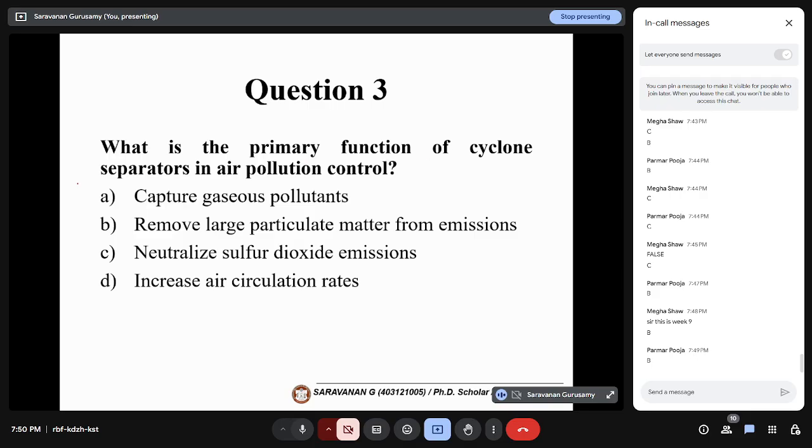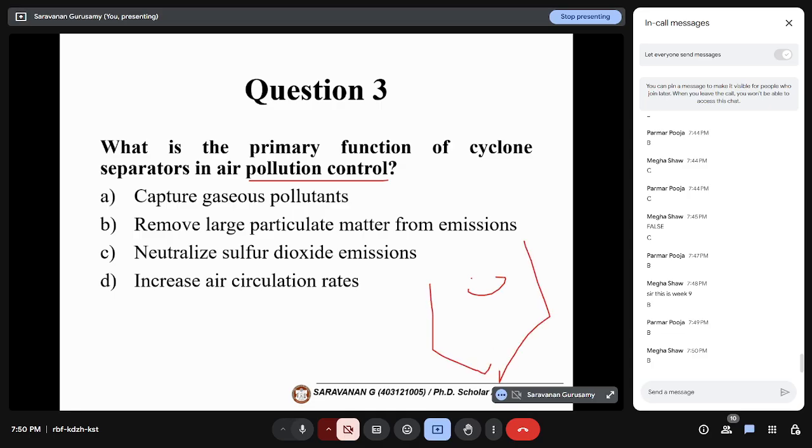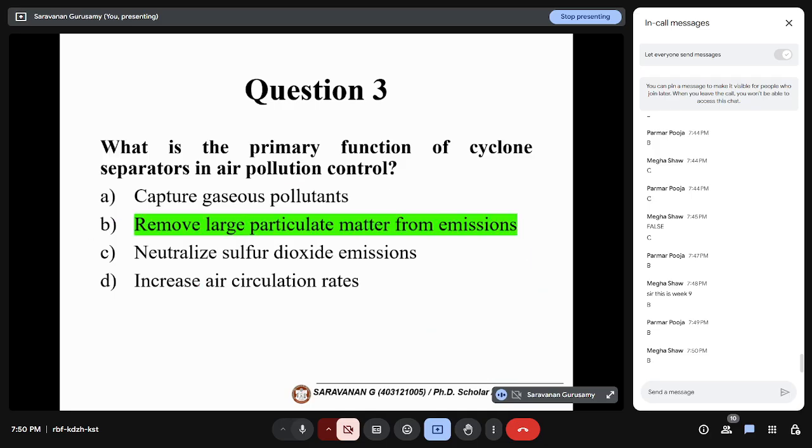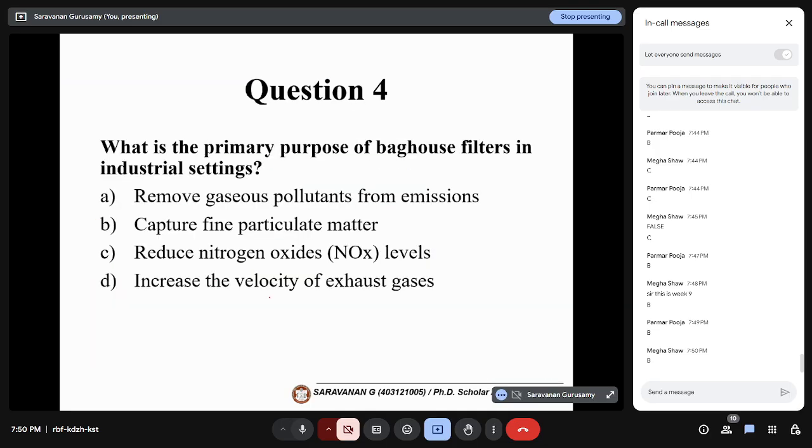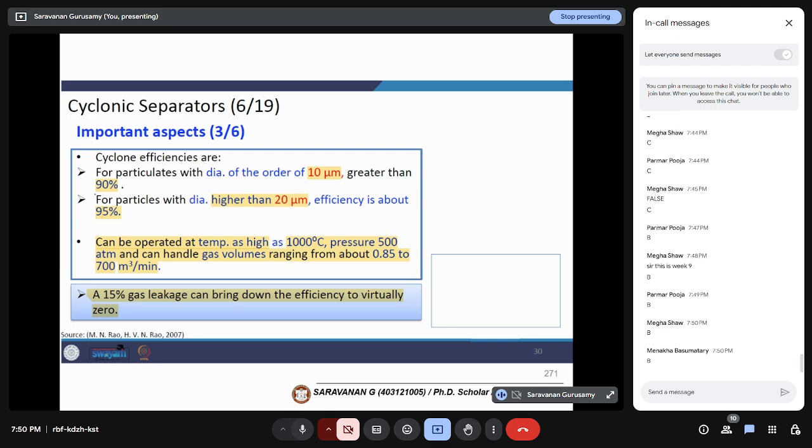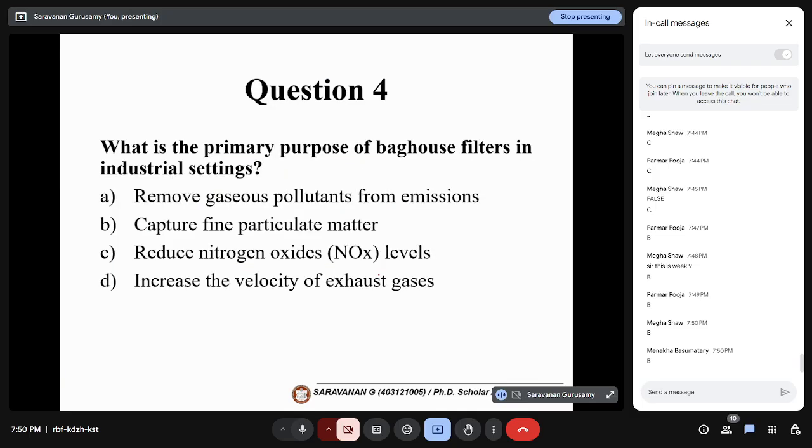What is the primary function of a cyclone separator in air pollution control? Cyclone separator, what happens is it will remove larger particulate matter from emission, right? Yes. It removes around 90% of 10 micrometer, 20 micrometer, 95% it will remove. So for larger particles, cyclone separators are good.